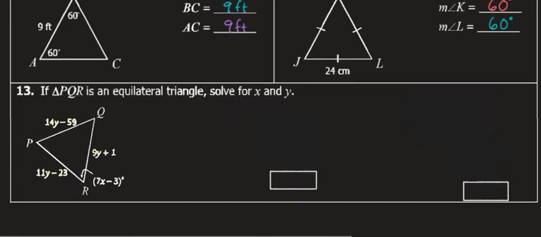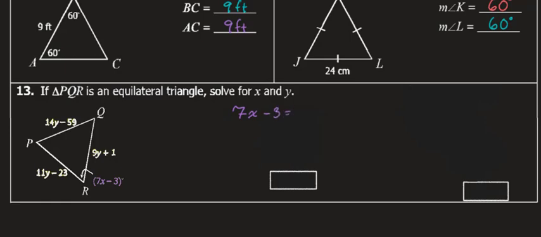Now for a more complex example. If triangle PQR is an equilateral triangle, solve for x and y. Let's begin by solving for x. We know that this is an equilateral triangle, which means it is also an equiangular triangle.